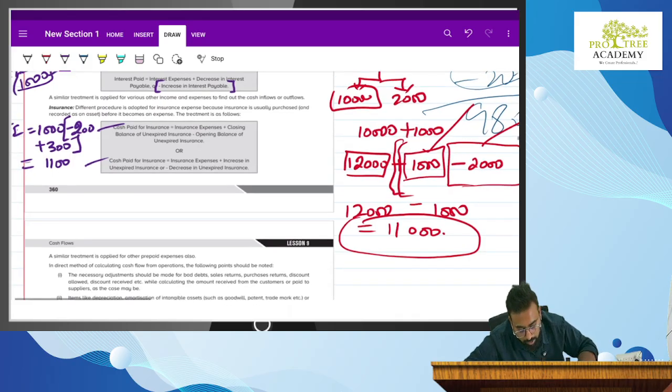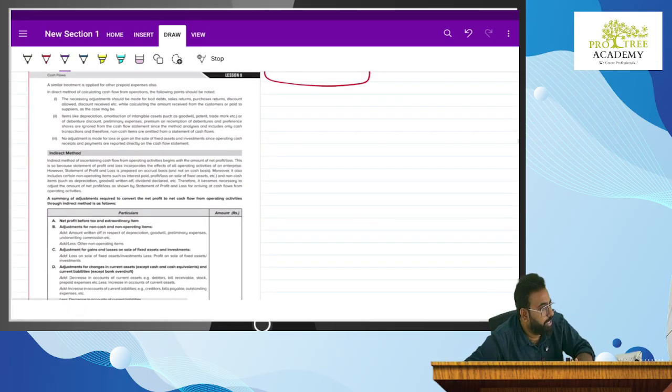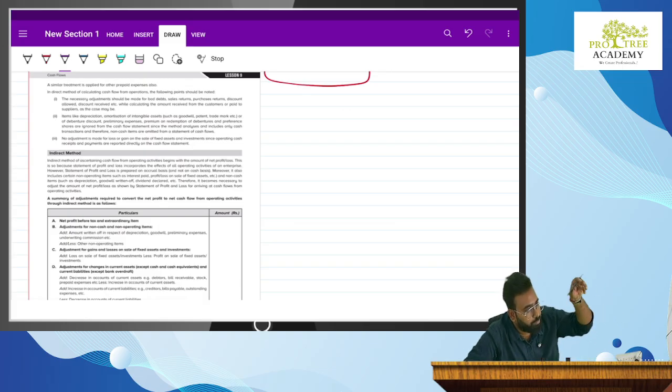Okay, now, yes sir. So don't worry, we have just discussed the formulas. More and more clarity you will get when we actually solve the practical sums. Just hold on, this is just like an introduction.